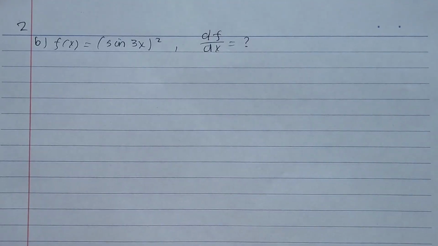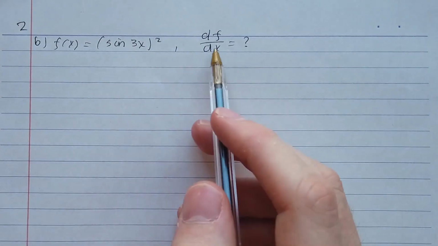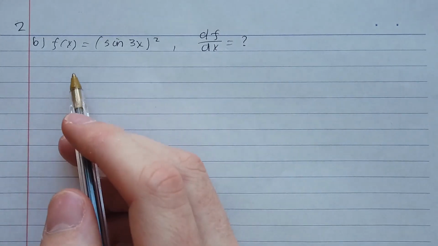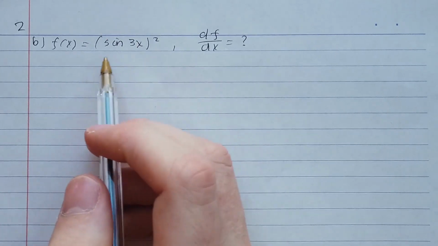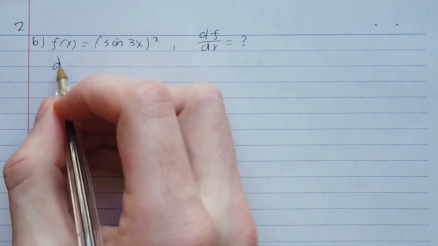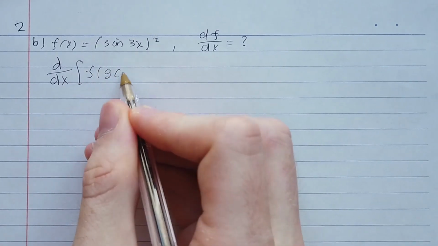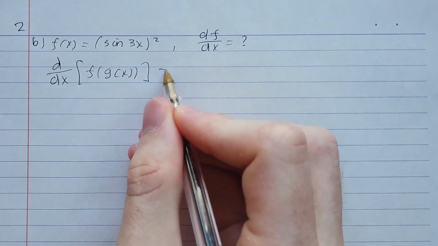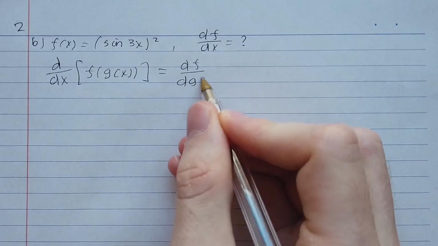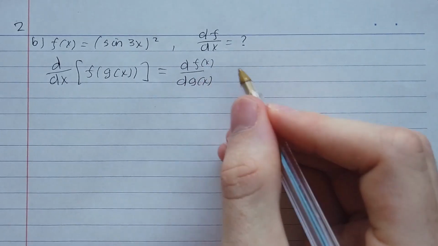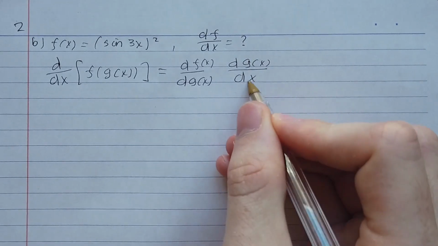Okay, so for part B of this question, we have the function f of x equals sine 3x all squared, and again we want to find its derivative. This time we can use the chain rule because we have a function of another function. We have the squared function of sine of 3x, and that is given by the derivative of a function f of another function g of x equals df over dg of x, times dg of x over dx.